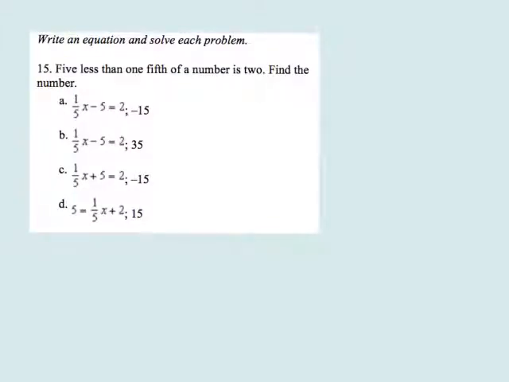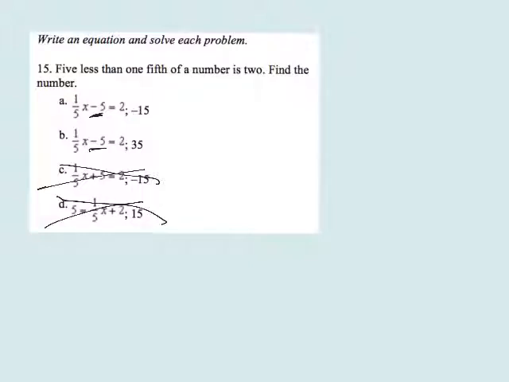Okay, this next set of problems I found to be really easy because it gave me two chances to find out which one was right. So 5 less than... well, this is 5 less than, this is 5 less than, that's 5 more than, that's 1/5 less than. No, that doesn't work. Okay, so I'm down to 2.